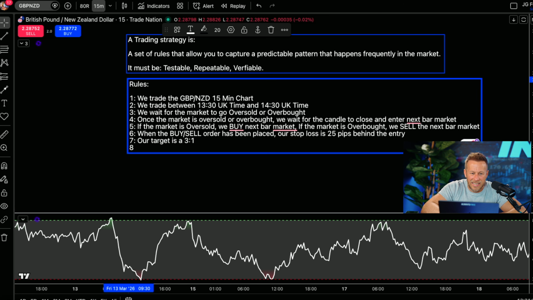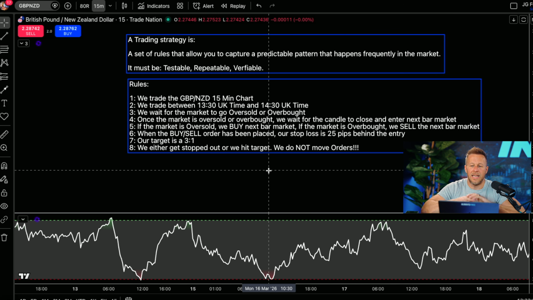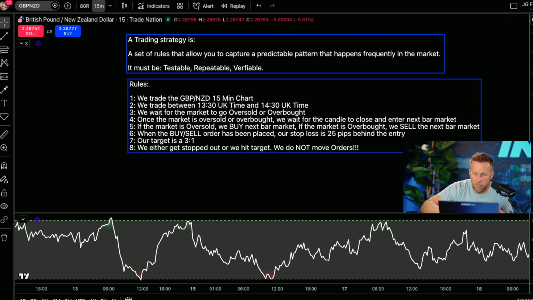So 8, we either get stopped out or we hit target. We do not move stop loss. We do not move orders. Are these rules clear to everyone? We're going to look for these together.